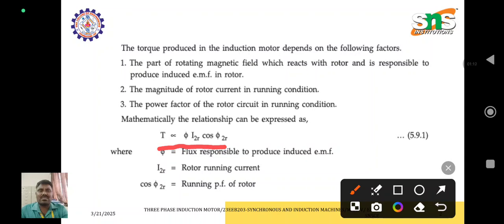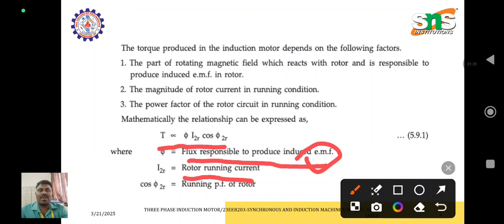Mathematically, the torque equation can be written as: the torque is directly proportional to flux. The flux is responsible for producing the EMF. When we are cutting the flux, only then will the EMF be induced, and based on that the torque will be produced in the motor. So the torque is directly proportional to flux, and I2R. I2R is nothing but the rotor current under running condition.